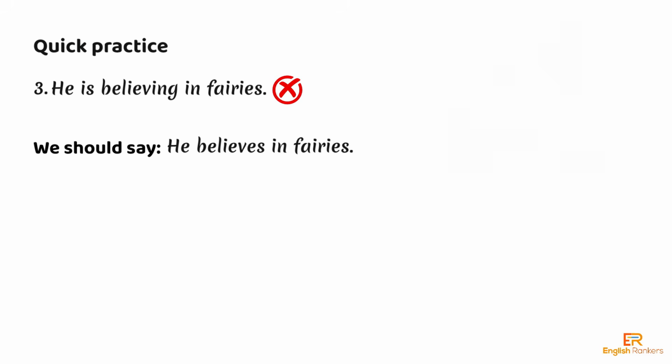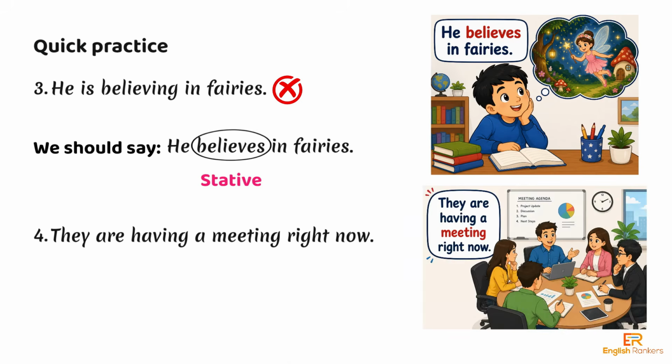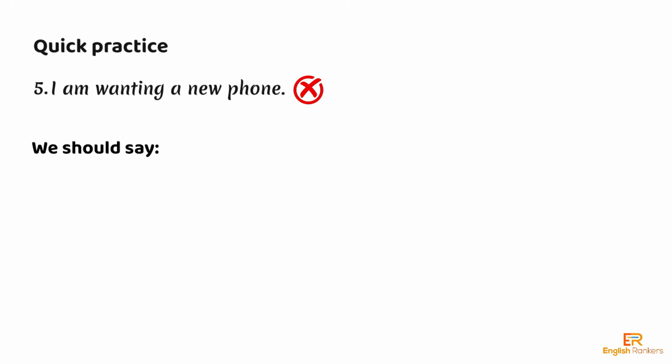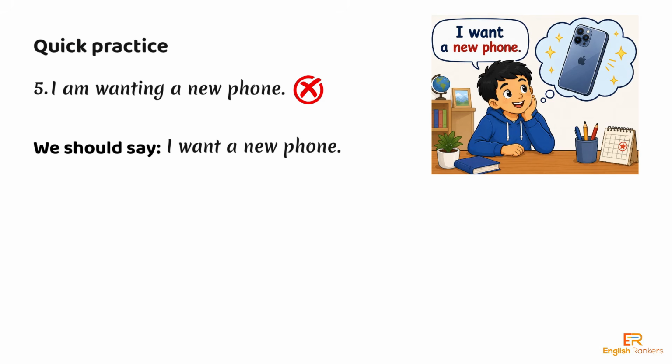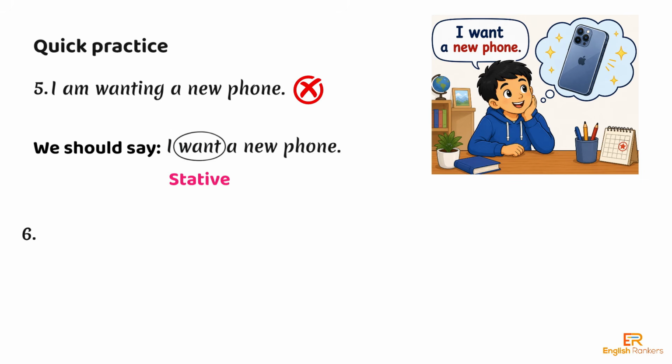Number 3, he is believing in fairies. Incorrect. We should say he believes in fairies. Why? Because believe is a stative verb. Number 4, they are having a meeting right now. Correct. Why? Because having a meeting is an activity or action. Number 5, I am wanting a new phone. Incorrect. We should say, I want a new phone. Why? Because want is a stative verb.